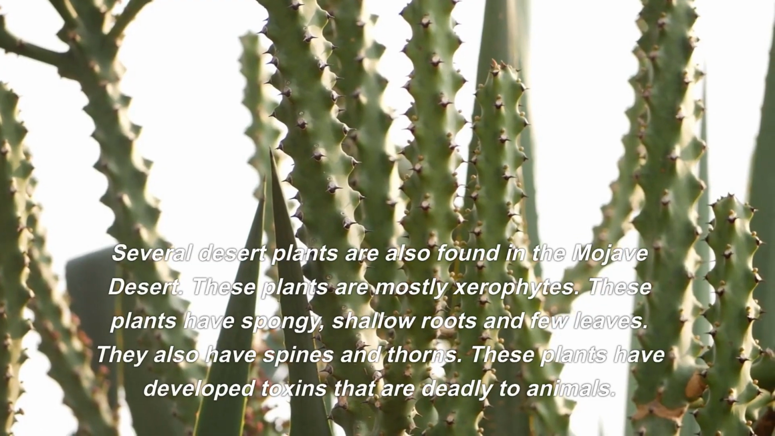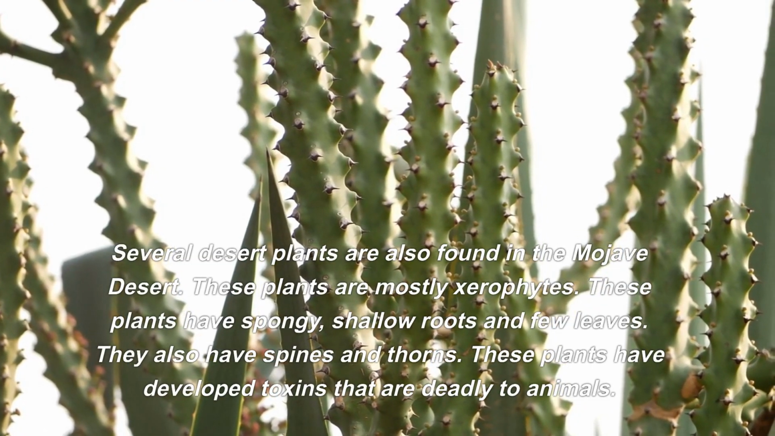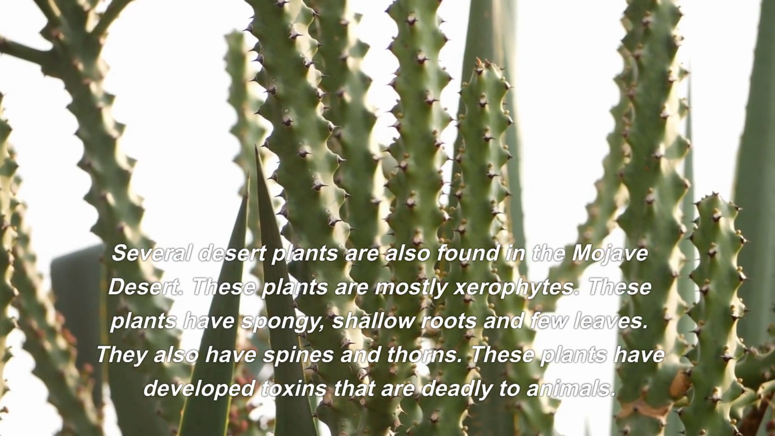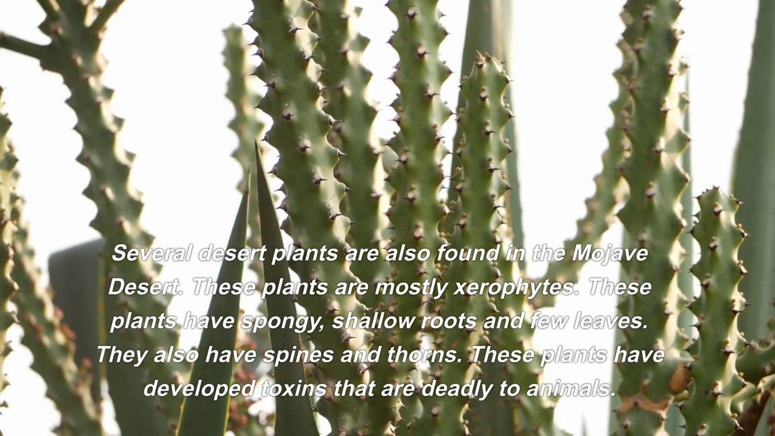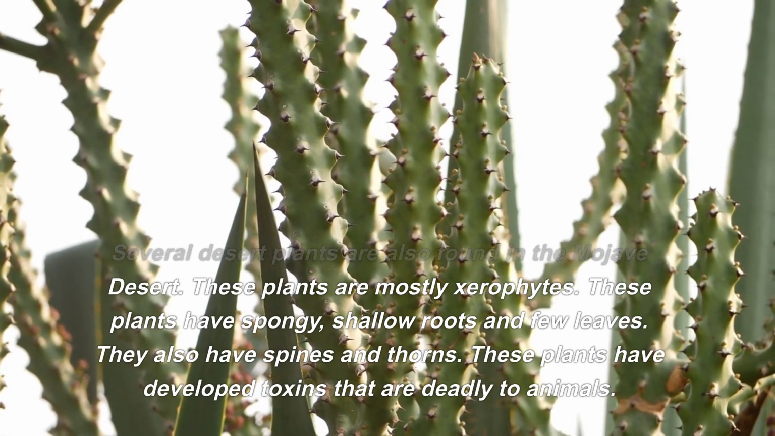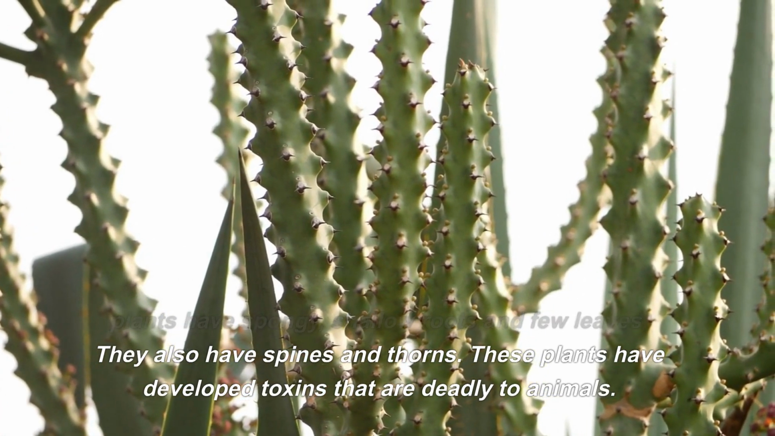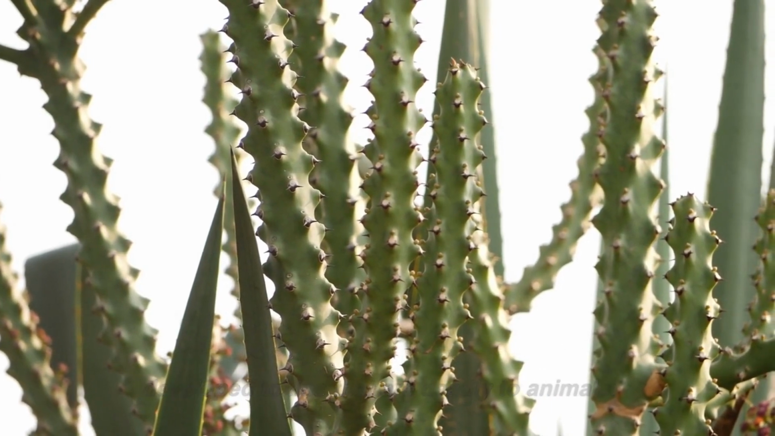Several desert plants are also found in the Mojave Desert. These plants are mostly xerophytes. These plants have spongy, shallow roots and few leaves. They also have spines and thorns. These plants have developed toxins that are deadly to animals.